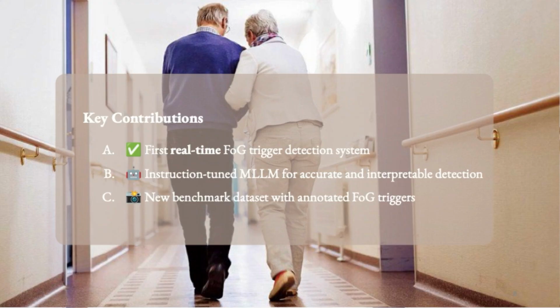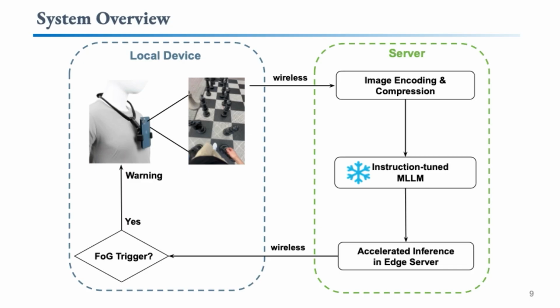We've made three key contributions. First, we've developed the first real-time FOG trigger detection system, moving from reactive to proactive care. Second, we've achieved strong performance, achieving around 95% accuracy and a one F1 score while maintaining good interpretability. Third, we've developed the first benchmark dataset with annotated FOG trigger images, with around 4,500 annotated images now publicly available to advance research in this area.